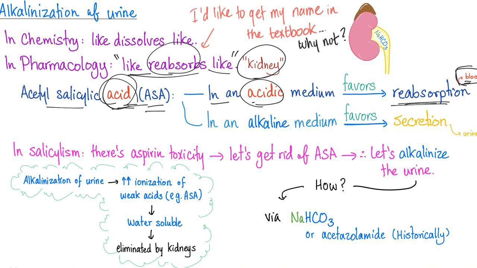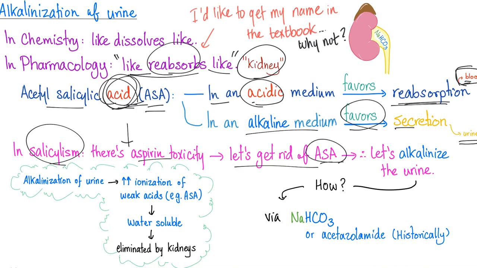However, if you put this aspirin, which is an acid, in an alkaline medium, it will favor secretion. Aspirin will end up in the urine and you will pee it out. In cases of salicylism, which is aspirin toxicity, you have lots of ASA in your blood. Let's get rid of the aspirin. How do you do it?